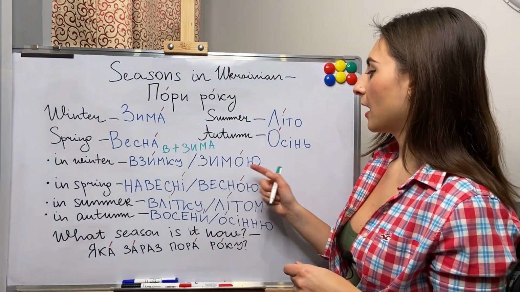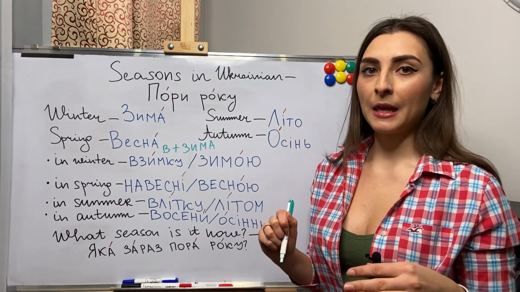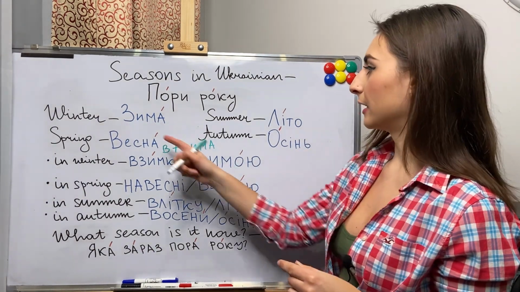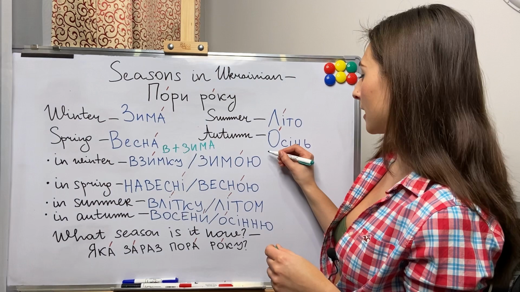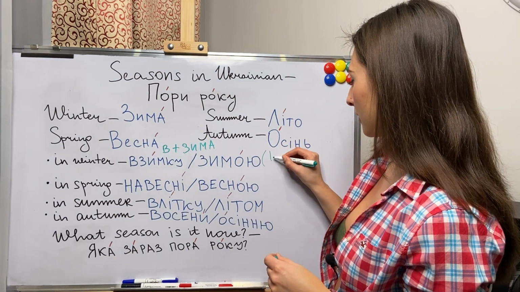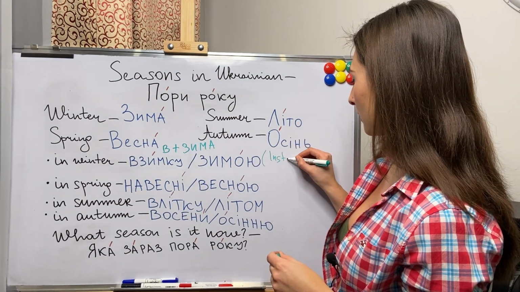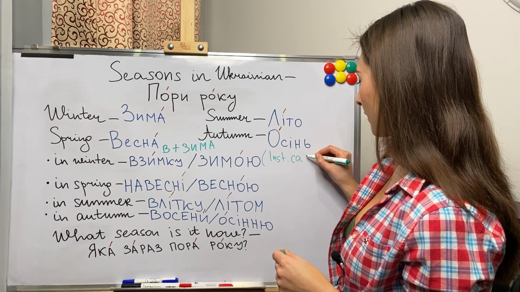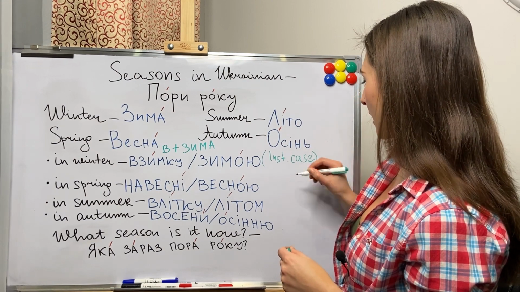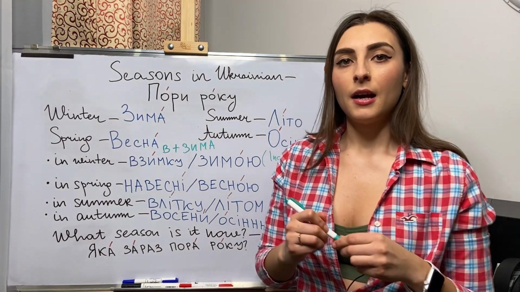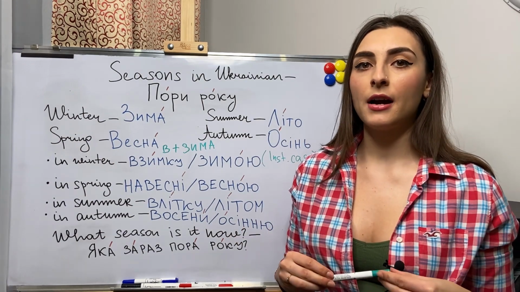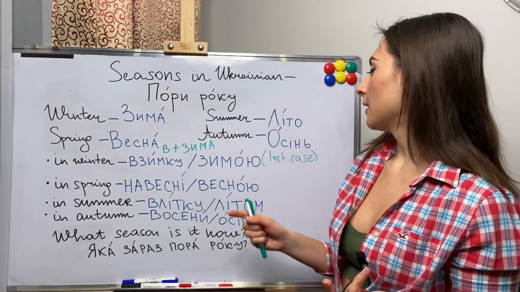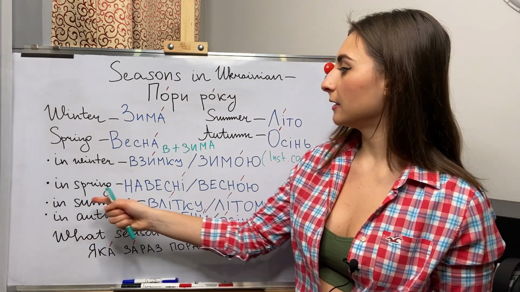Or we have the word зимою. And зимою is the word зима in the instrumental case. Let me write here instrumental case. Those who know the cases already know how this form was created.